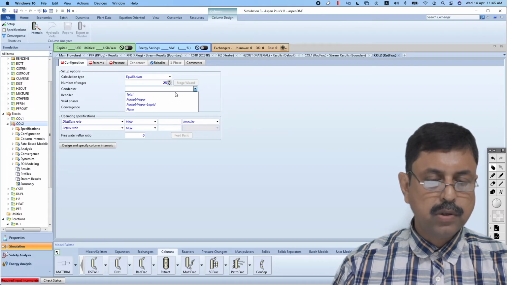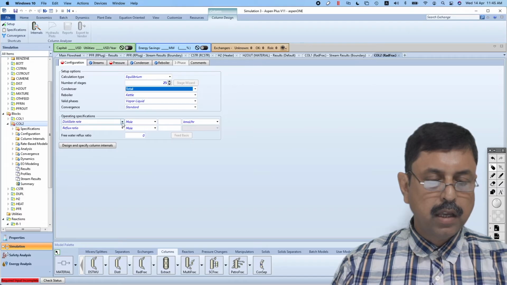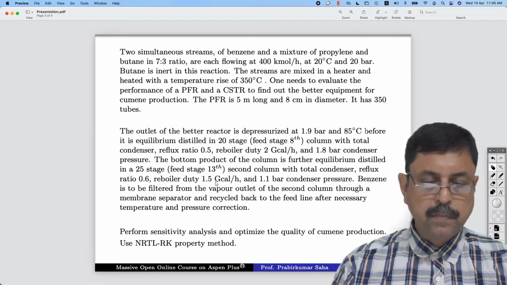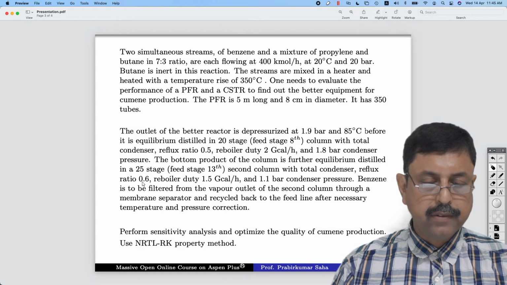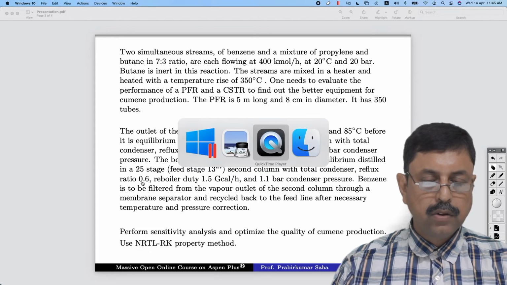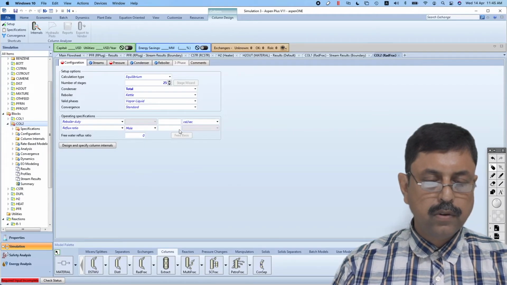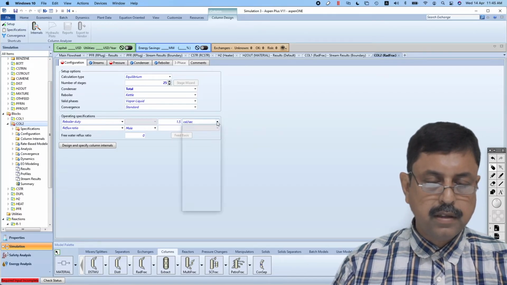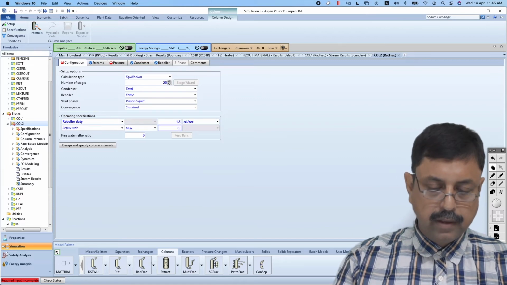Condenser is total condenser. Again, the reboiler duty is 1.5 gigacalorie per hour and reflux ratio 0.6. So we have 1.5 gigacalorie per hour, and this is 0.6.